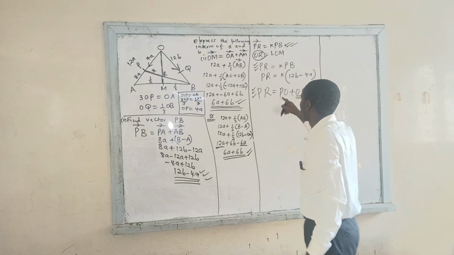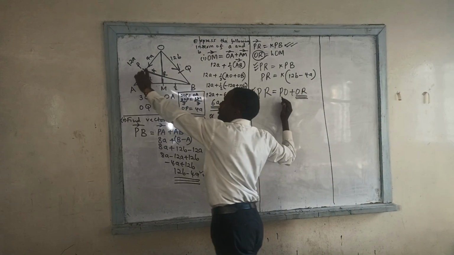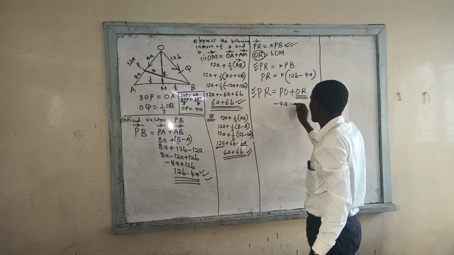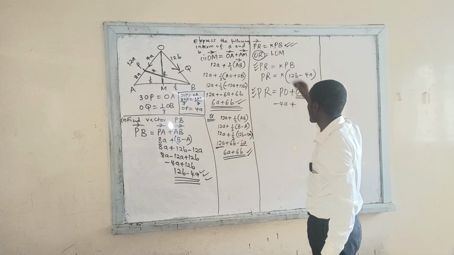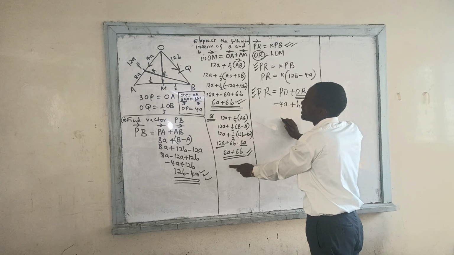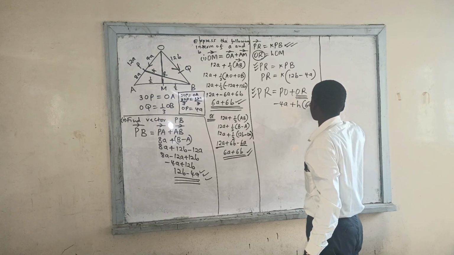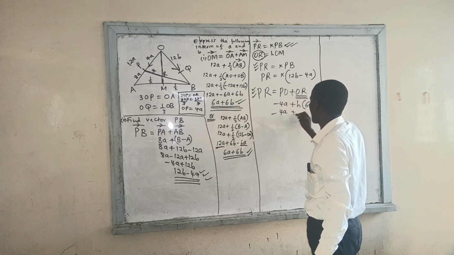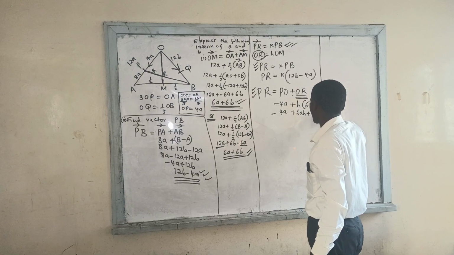Correct. So I'll say PO. What is PO? We are moving against the arrow. So that means PO is negative 4A. So I'll say negative 4A plus OR. You've been told OR is HOM. So just say H into OM. Our OM is here, 6A plus 6B. So we shall say minus 4A plus 6AH plus 6BH.